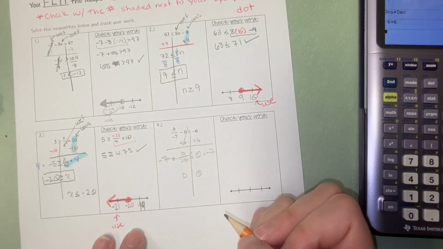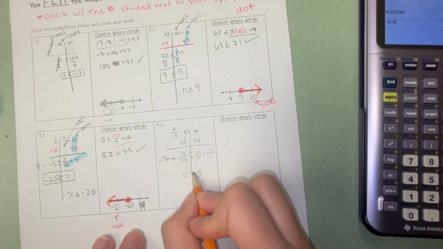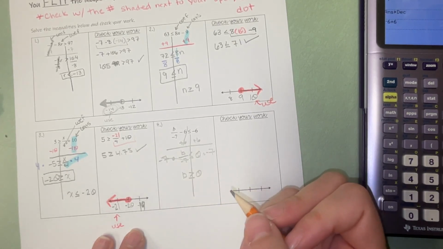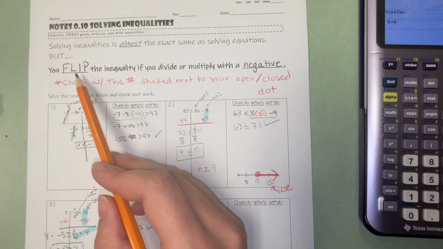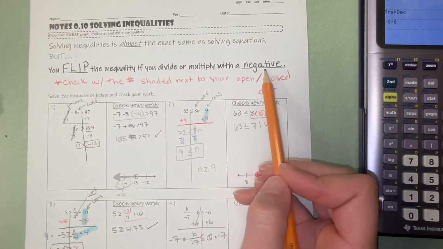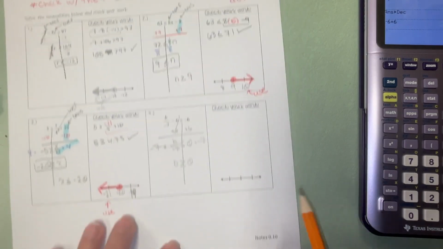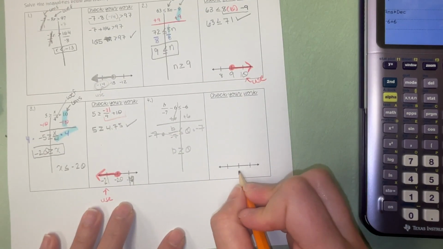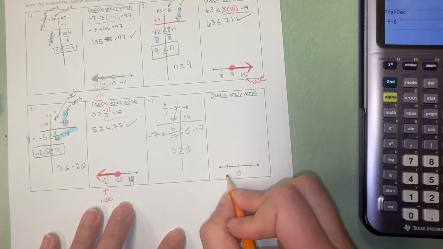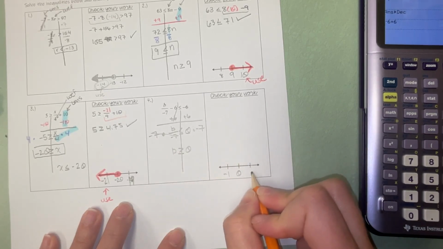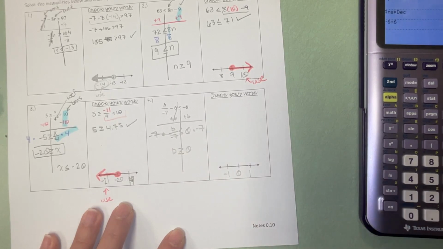But what happens to my inequality? Is it the same or does it flip? It flips because we used multiplying with a negative. So you flip if you divide or multiply with a negative. Here we multiplied. So I have 0, and then my variable's already on this side, so that's nice. -1 should be on the left, 1 should be on the right.